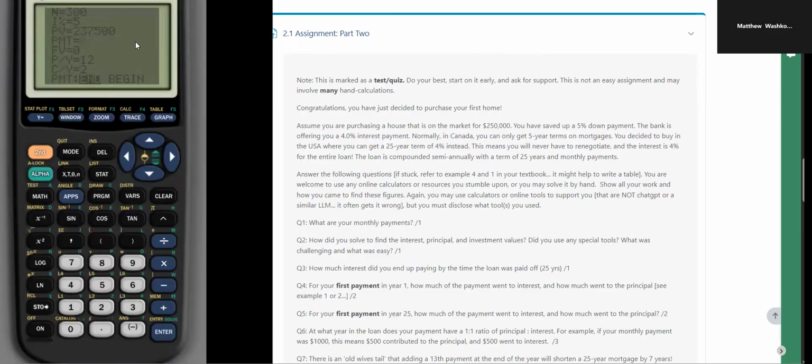All right, so here's what we know. I know it's 300 payments. I know the interest is 5%. I know the present value, how much I owe on the house, is $237,500, right? That's 250,000, and that's 95% of that. I took away that down payment.